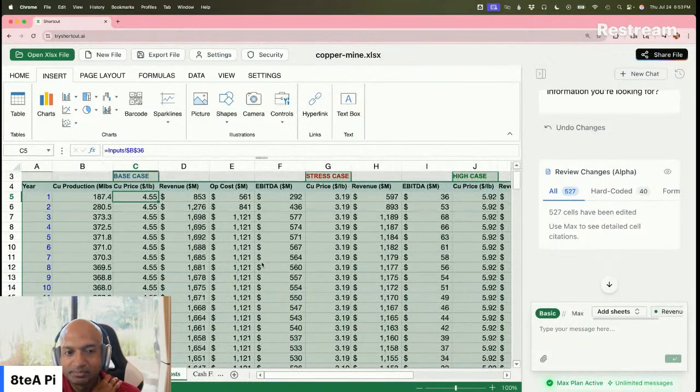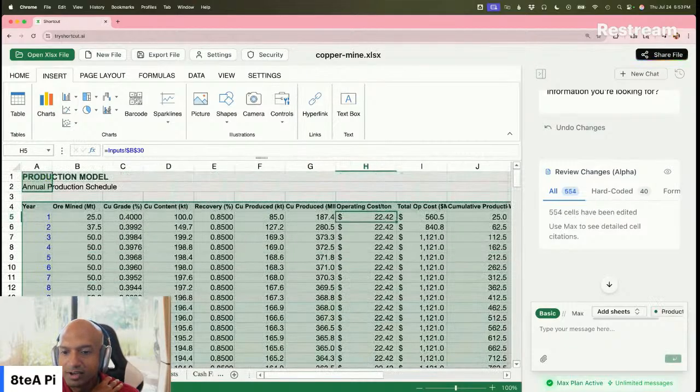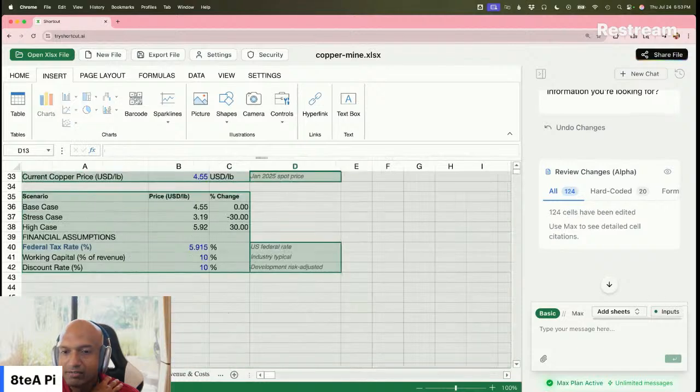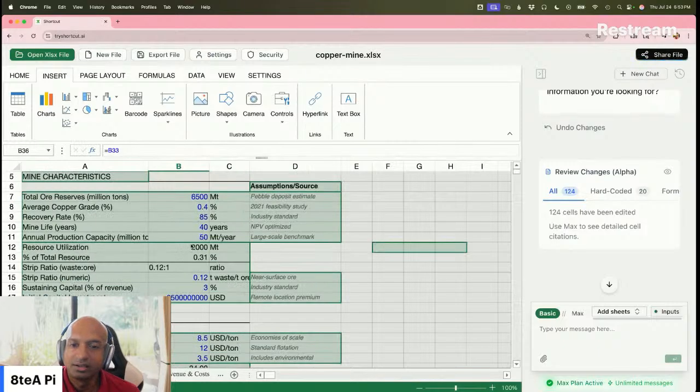Revenue and costs. Okay. I don't like. All right. So copper production, 187. Copper price, millions of pounds, 853. Operating cost 56. EBITDA 292. Copper price 319. Okay. I don't see why it's 455 because I told the model specifically it's $5.90. In fact, I told it was 590. I said it was 590.